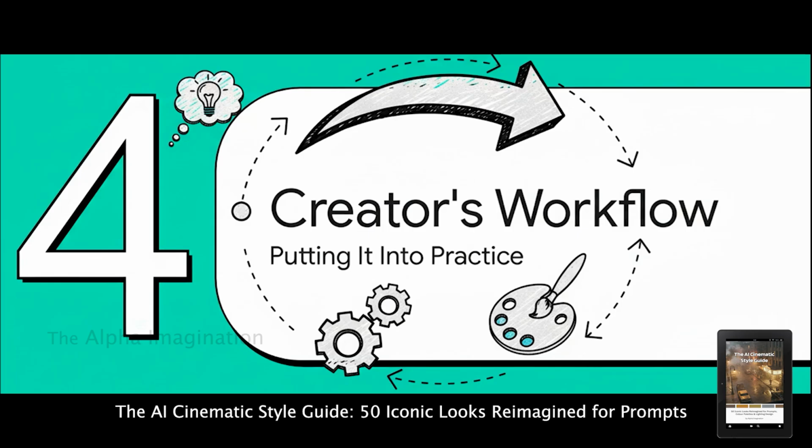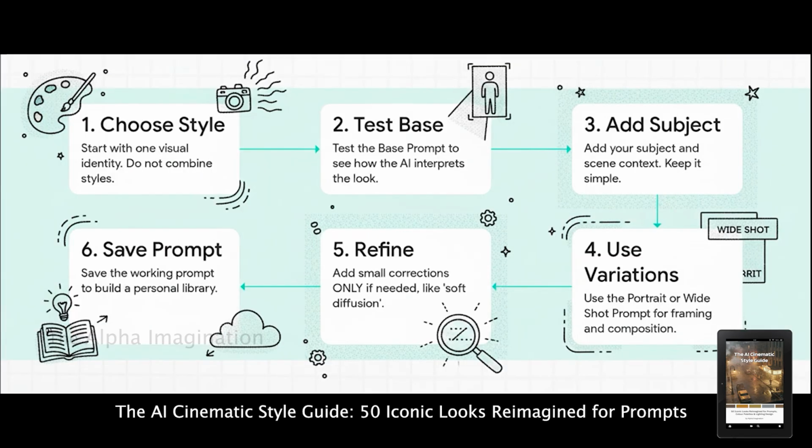This next section gives you a super simple 6-step workflow that you can use for pretty much any cinematic style you can dream up. It's a straightforward process, just 6 steps. First, pick just one style to focus on. Then test its base prompt all by itself to see what it does. After that, you add your subject and your scene. Then you can use specific prompts for portrait or wide shots to get the framing right. From there, you just make little tweaks to refine it. And once you have something that works, you save that prompt. It's a simple, methodical way to build up your own library of styles you can trust.